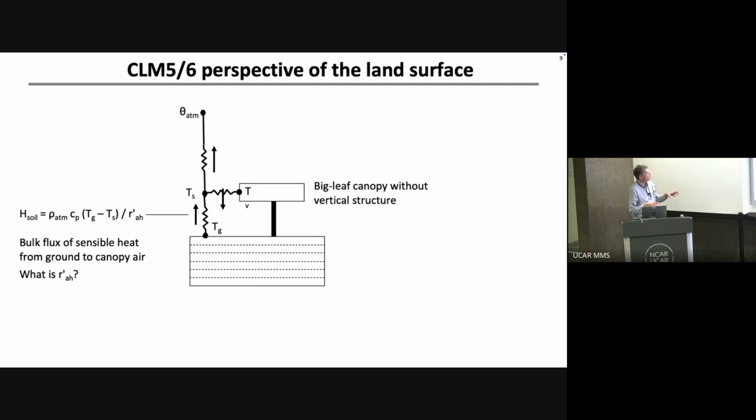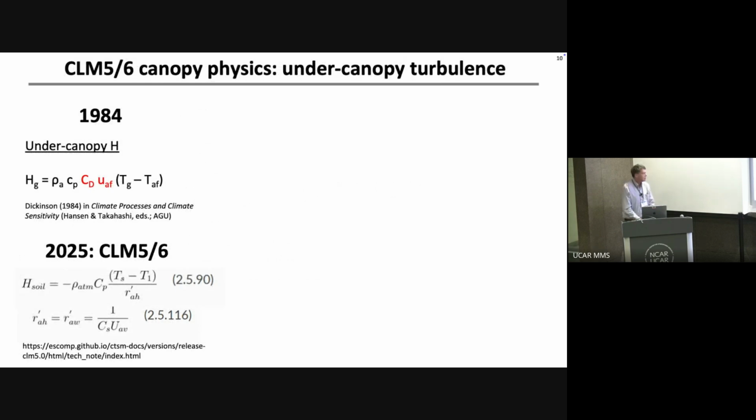air. It's parameterized in terms of the difference between the ground temperature and the canopy air temperature divided by a resistance. And there's nothing wrong with that. That's the classic formula that everybody uses. But what is this under canopy resistance? Because again, we can go back to Bob's paper in 1984, and he parameterized it again in terms of a temperature gradient, and then he had an exchange coefficient times this wind speed in the canopy, this UAF.